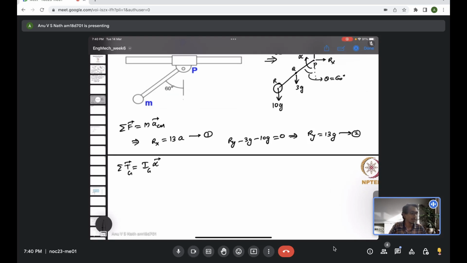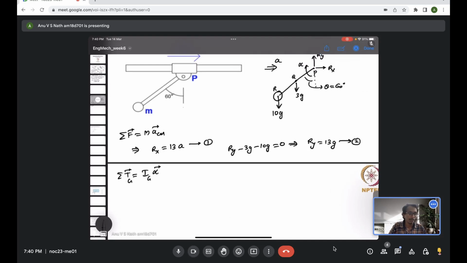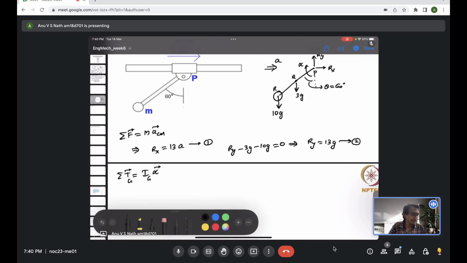Anyway, we will write the moment of inertia about the center of mass and the torque. So first we have to evaluate the torque about the center of mass. First of all, where is the center of mass? That's one thing that we need to identify. It's not a simple body; it's a connected body. So the rod has a center of mass at Q, and the ball has a center of mass at R, the center of the ball.